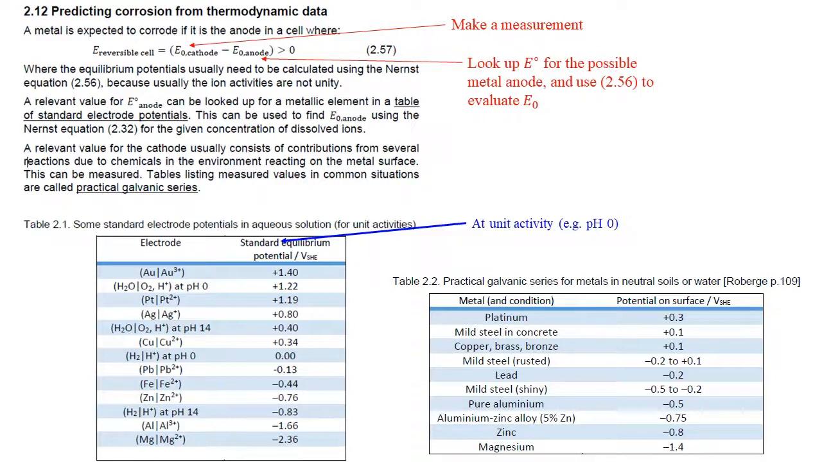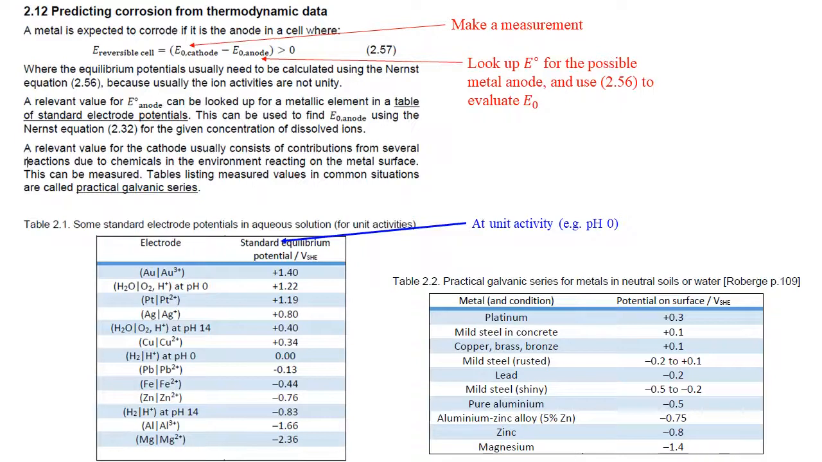The equilibrium potential for the cathode is something that's a bit harder to get. We measure it indirectly. What we actually directly measure is something called the galvanic potential, or the mixed surface potential of the metal as it rests in its environment. And the galvanic potential does depend on what the environment is. So in table 2.2, some examples are given here for a specific environment. This is metal in pH neutral, fairly pure water, or in other words, in fresh groundwater in neutral soils, for example. There are many possible table 2.2s for different environments, whereas for the standard equilibrium potential, table 2.1, there's just one of those tables.